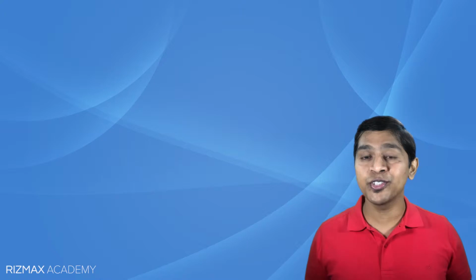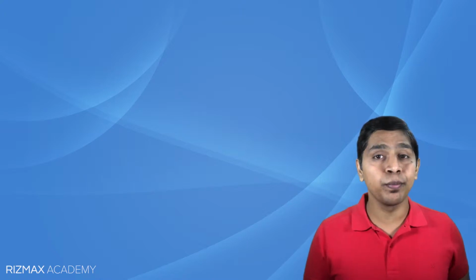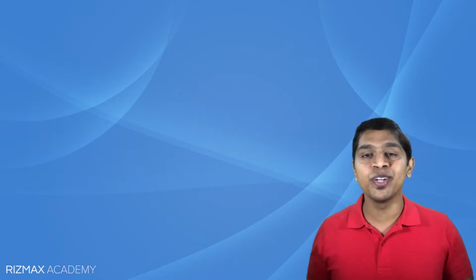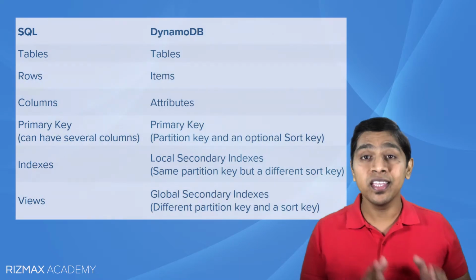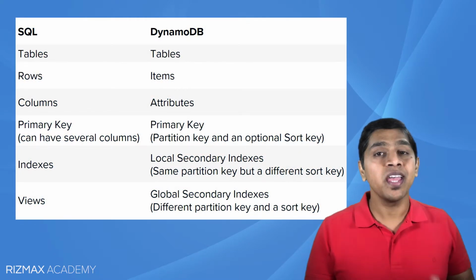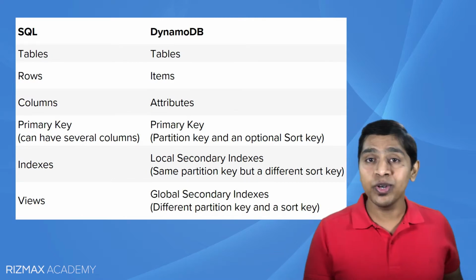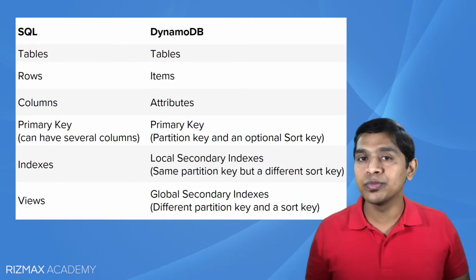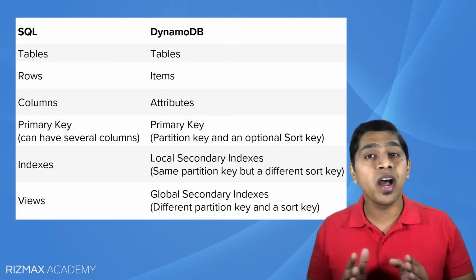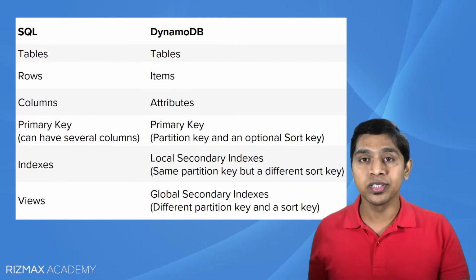Before we get into hands-on exercises, let's quickly compare SQL and NoSQL terminology. In SQL, we have tables, and in DynamoDB, we have tables as well. SQL tables have rows and columns. DynamoDB tables have items and attributes.